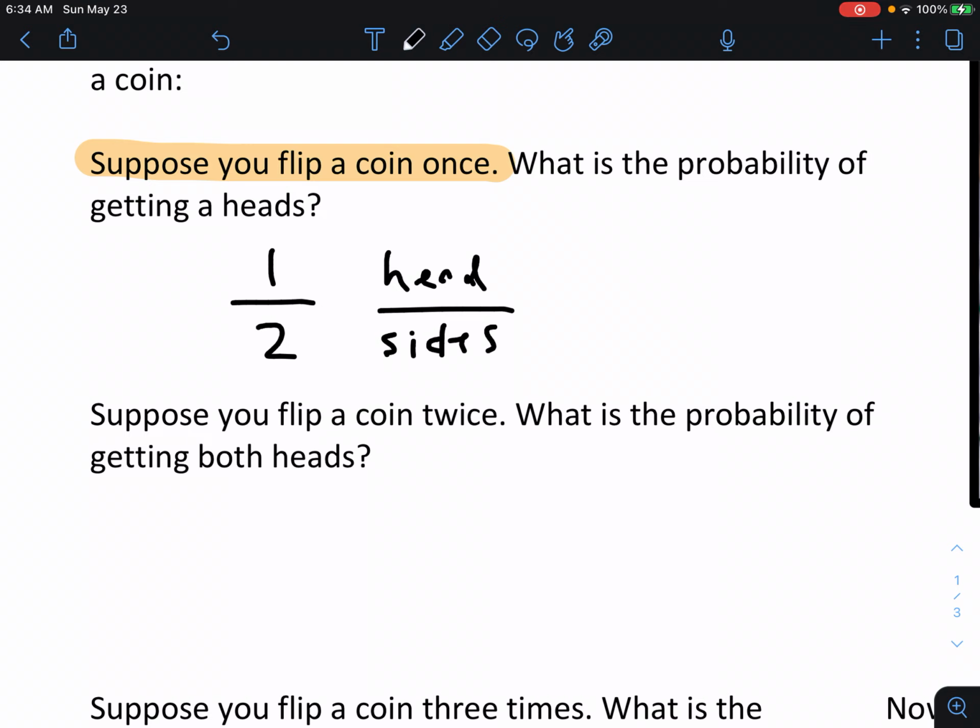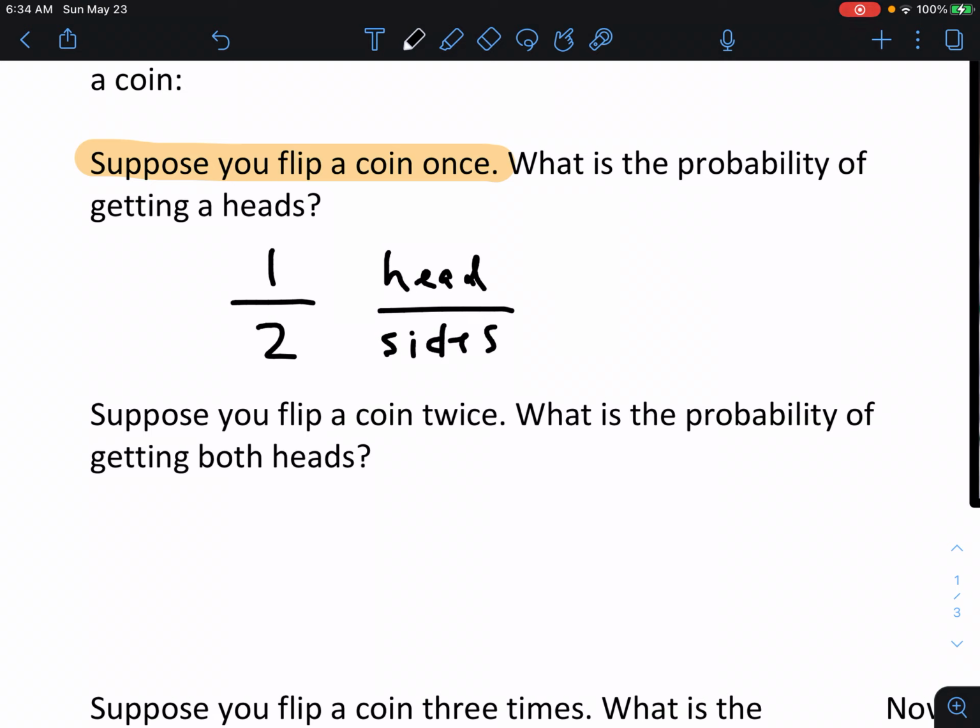This is the way we look at probability when we're dealing with independent events, is we look at the number of times something could happen. In this case, heads is there's only one, versus the total number of things there are. And in this case, it's sides. There's 2 of them. Okay.